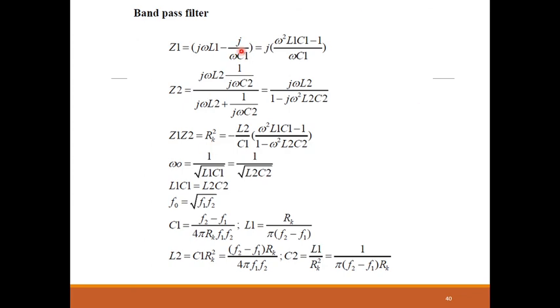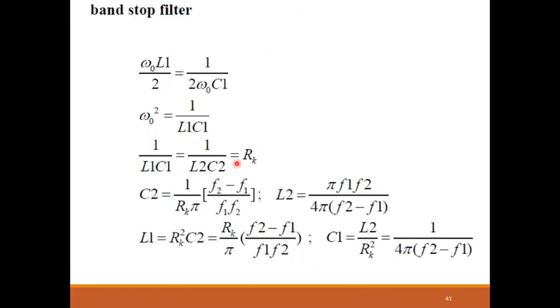Similarly, for the band pass filter, that's Z1 and Z2, and finally we obtained the cutoff frequencies, and L1, L2, C1, C2. Then for the band stop filter also we obtained all the values, that is L1, C1, L2, C2, and the cutoff frequencies. But here the band pass and band stop filters operate between two frequency regions, that is F2 and F1. That is why the notation comes like this, F1 and F2.